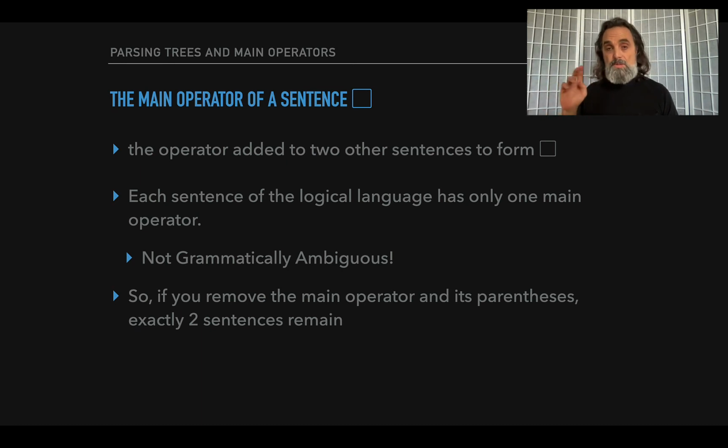Okay, so we got these two new concepts. The idea of a parsing tree for a sentence shows how the sentence was built up from sentence letters, might take a while, might be short. And we have the idea of the main operator of a sentence, which is, in this case, the conditional that was added to other sentences to build the sentence that we're looking at. We're now going to use those concepts in our next videos to actually do some logical work. So let's go and see what that's all about.